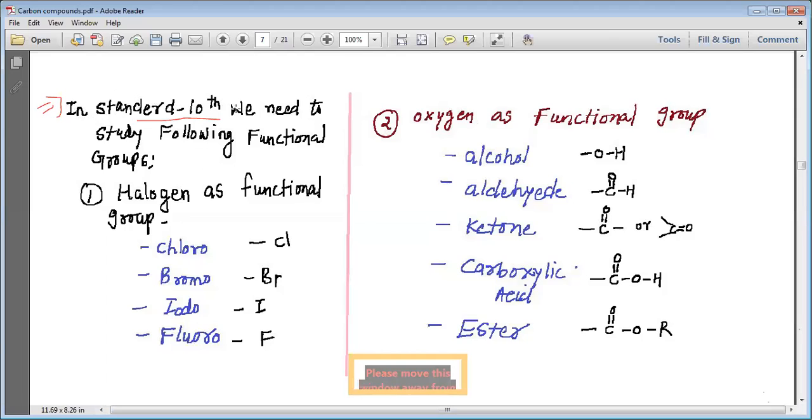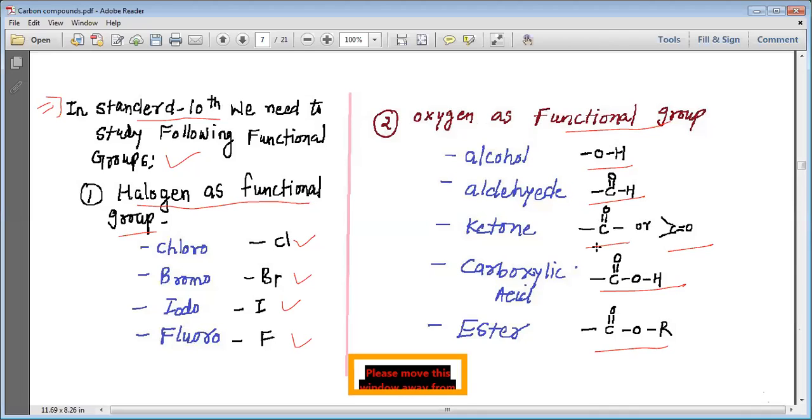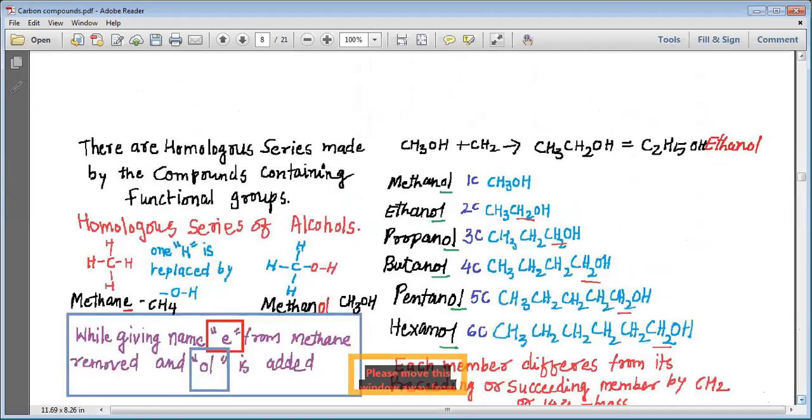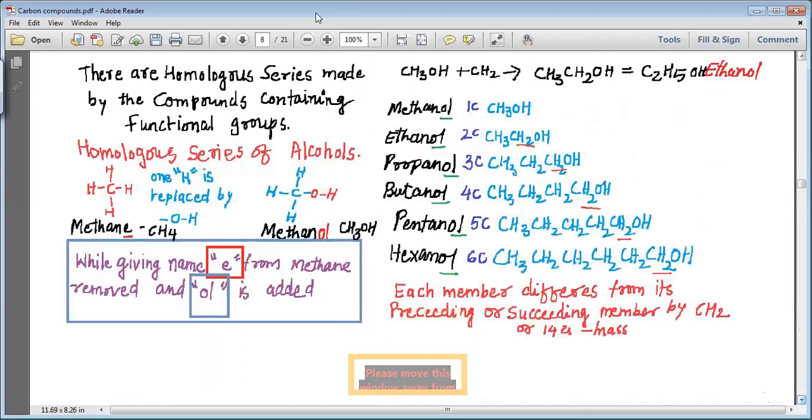In standard 10, my dear students, we need to study the following functional groups. We will first study the halogens as a functional group, so we can have chloro, bromo, iodo and fluoro. We are also going to study other functional groups like alcohol, aldehydes, ketones, carboxylic acids and esters. These are the various functional groups that we are going to study in the 10th standard. Now, my dear students, these functional groups also have a homologous series, and they have a specific way to give names to their compounds.